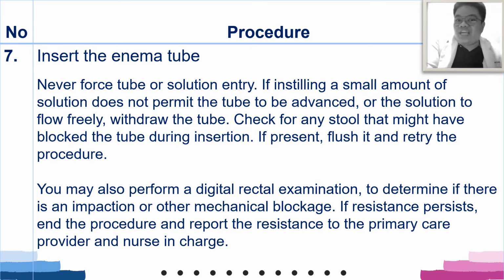So you check for any stool. There might be some stool that might be blocking the tube during the insertion. Okay, so if present, you need to flush it and retry the procedure. You may also perform your DRE. When I say DRE, that means digital rectal examination. Class, your digital rectal examination will be able to determine if there is impaction or other mechanical blockage. Now, if resistance would persist, you need to end the procedure.